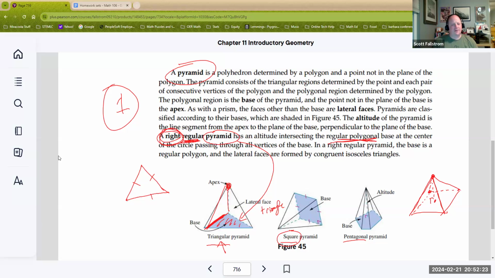Let me choose a different color for the altitude. So if the altitude does come straight down, forms a nice 90-degree angle, and it's at the center of what would contain all of these vertices, then we call it a right pyramid. If you were to take this like a Jello mold and push in one direction, you will get an oblique pyramid.